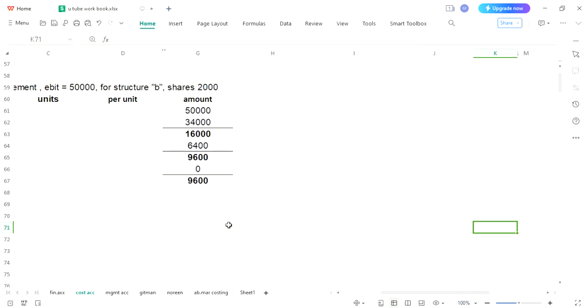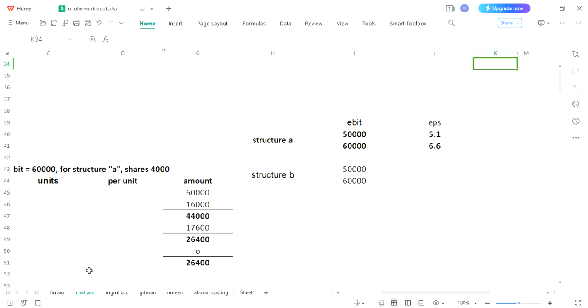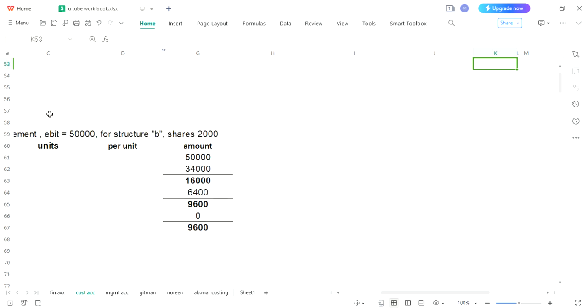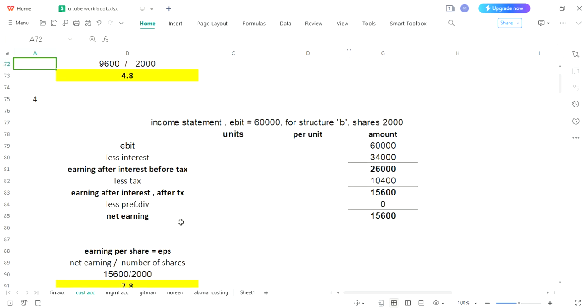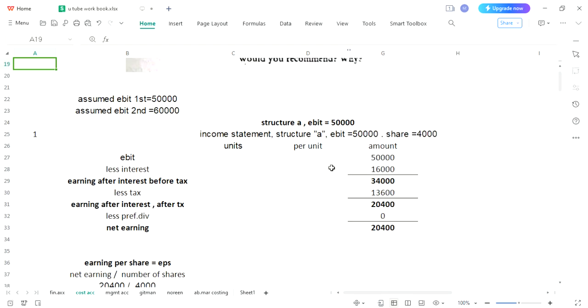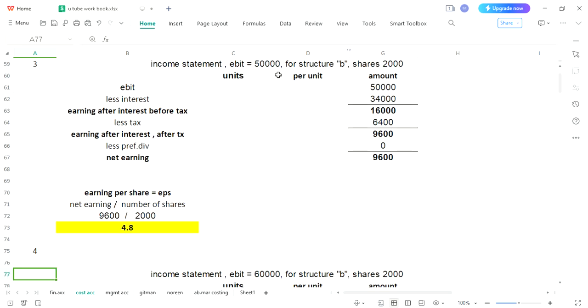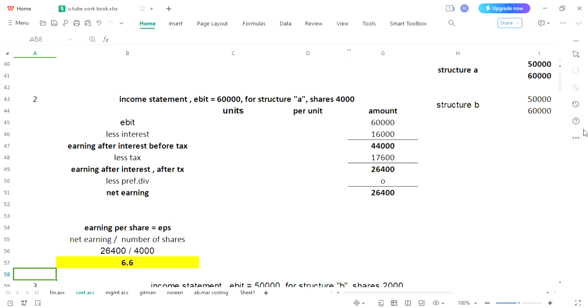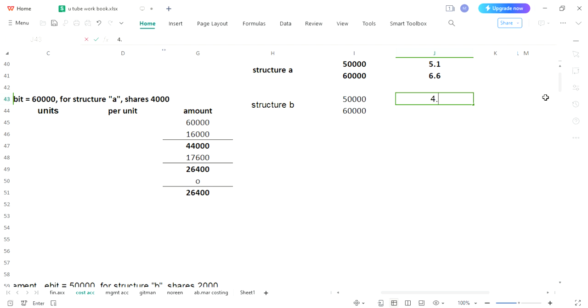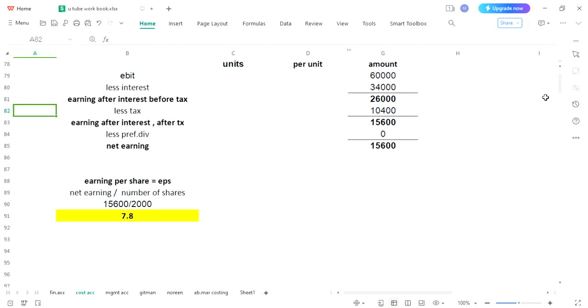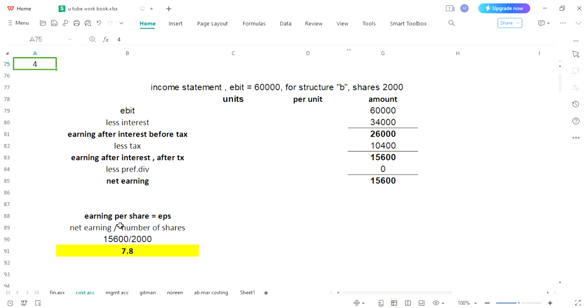So we were putting this statement over here. For structure B, this is for structure B and 50,000 EBIT, and what you have calculated over here, EBIT structure B 50,000, it is structure A, and this was your third point. 4.8 for structure B EPS you have calculated is 4.8, and for 60,000, look over here, 60,000 EBIT 7.8, it should be fourth number. Yes, it is 4 and we have 7.8.